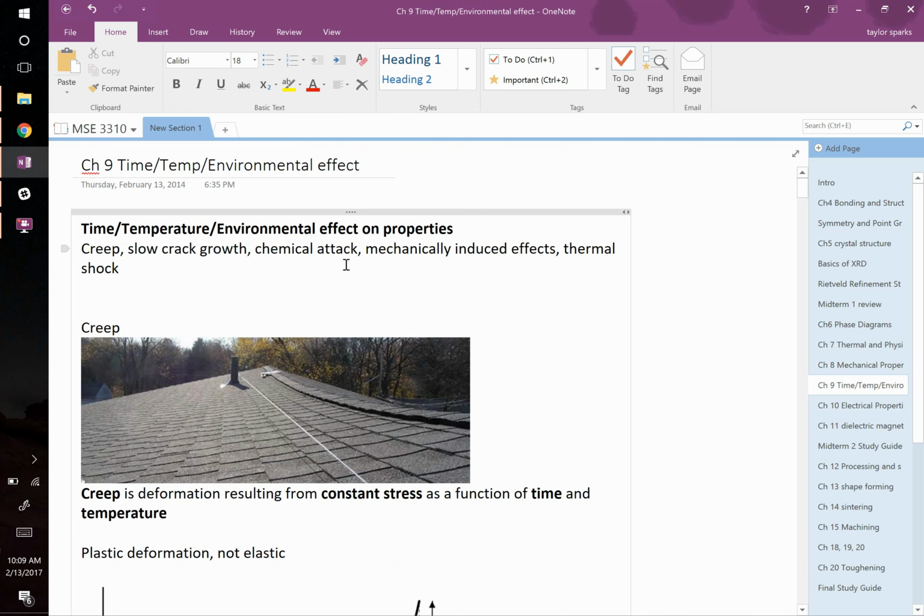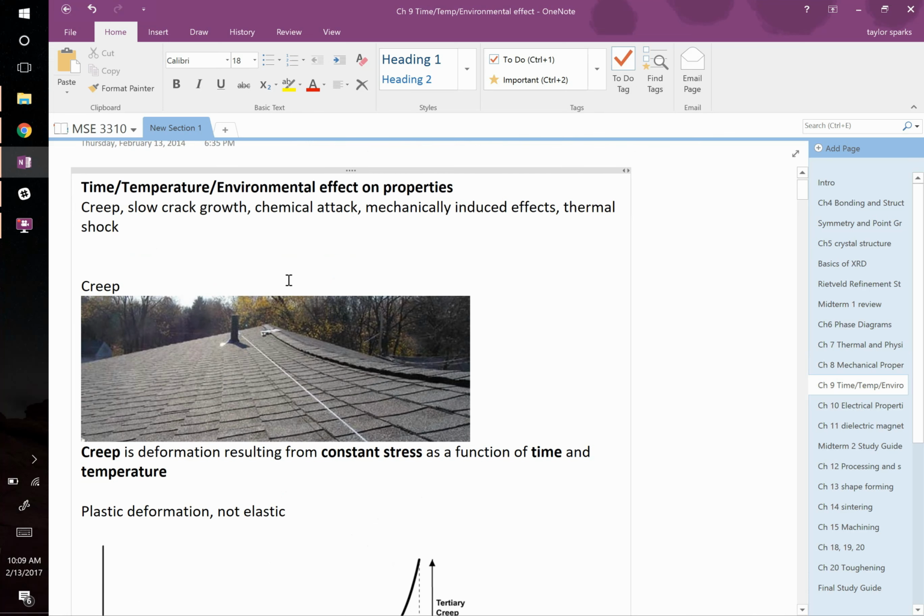Let's switch now to chapter 9. Any questions on chapter 8? Straight stuff? So chapter 9 deals with strength, but generally it's about time, temperature, and environmental effects and how these influence properties, right? So we're going to talk about creep, slow crack growth, chemical attack, mechanically induced effects, thermal shock, right? So let's do creep first.